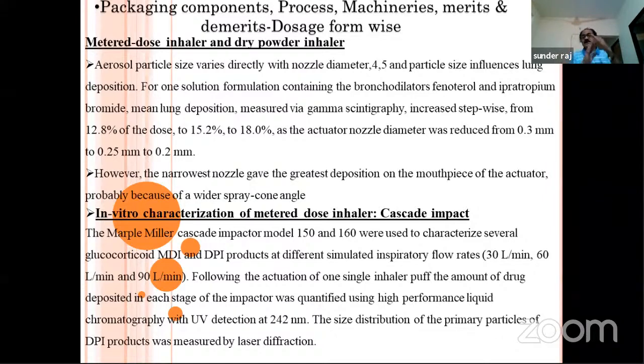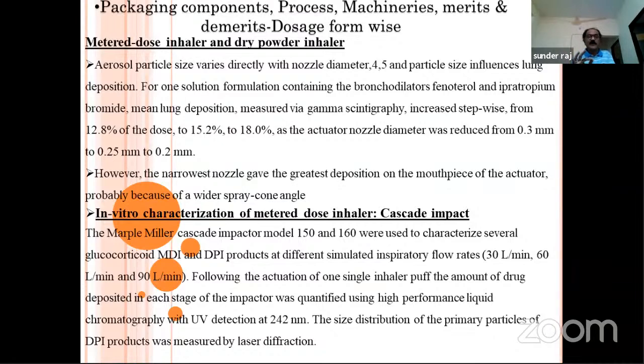Why? Because the size differs. The trachea size is different, the bronchial size is different, then the bronchiole size is different, then the alveoli. You should understand how much drug is depositing at various stages of the respiratory system. So to measure the drug at various stages, there is an in-vitro drug estimation system called the cascade impactor. In-vitro characterization of a metered-dose inhaler uses the cascade impactor.